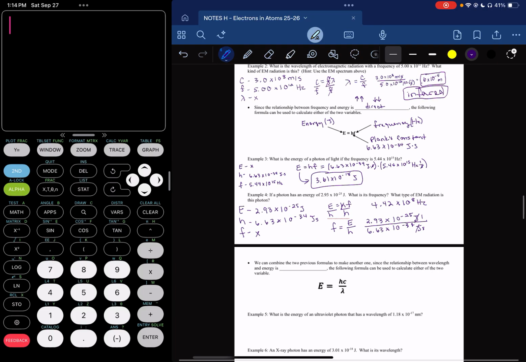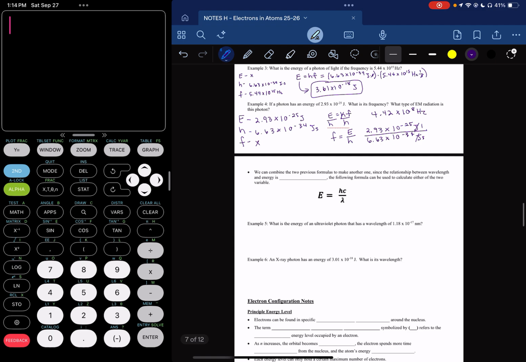All right, that concludes this part two, which is going over the energy formula as it relates to Planck's constant and frequency. And then in part three, we're going to combine these two formulas and solve these problems using a combined formula.